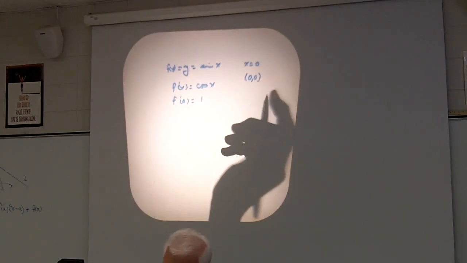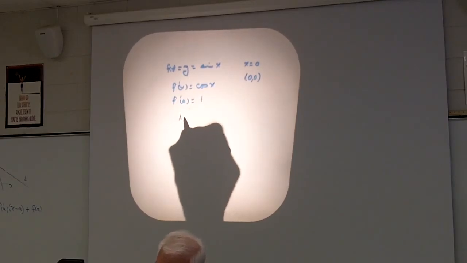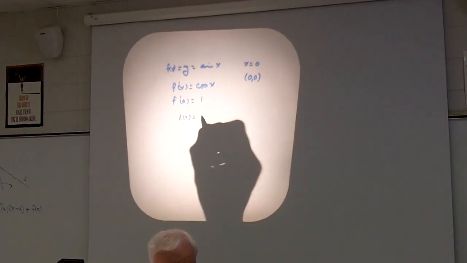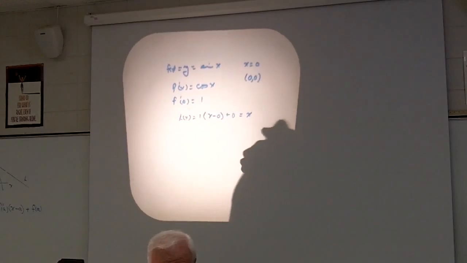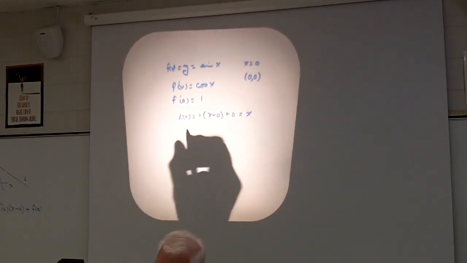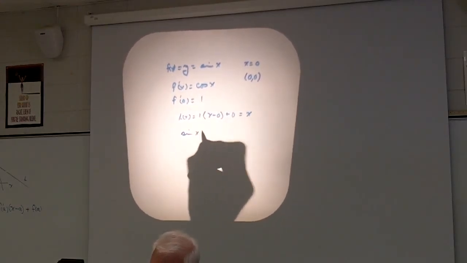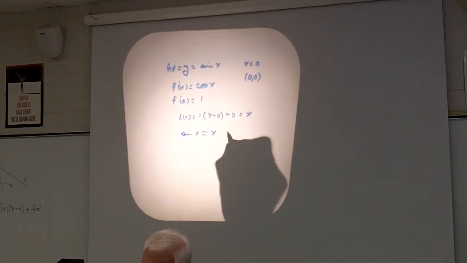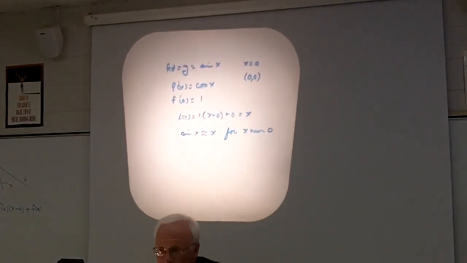Now, watch what happens here. Therefore, my equation, my line, is equal to, what's the slope? 1. 1 times x minus 0 plus 0, which is equal to x. Therefore, the approximation here is sine of x is approximately equal to x for x near 0.